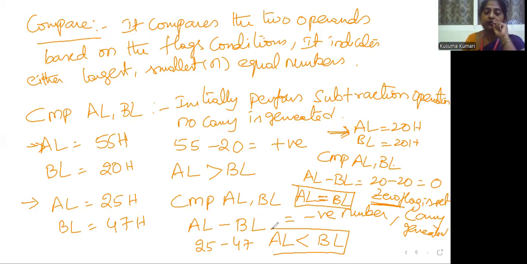Okay. So based on the carry flag and zero flag, initially it performs the subtraction operation, and based on the carry flag and zero flag conditions, it indicates whether the destination operand is greater than, less than, or equal to the second number. Okay, compare instructions.